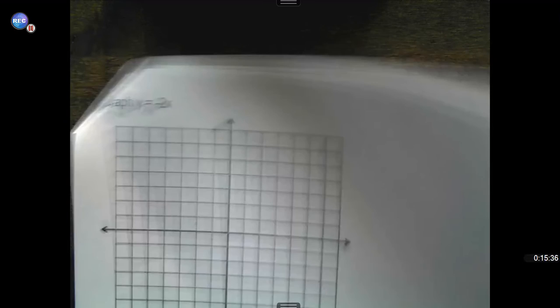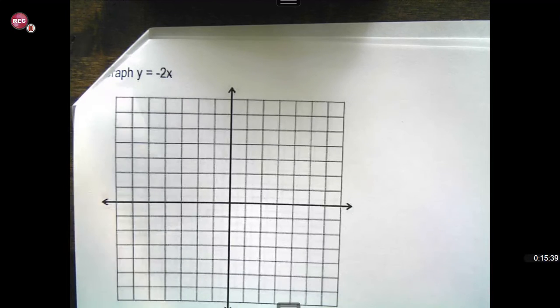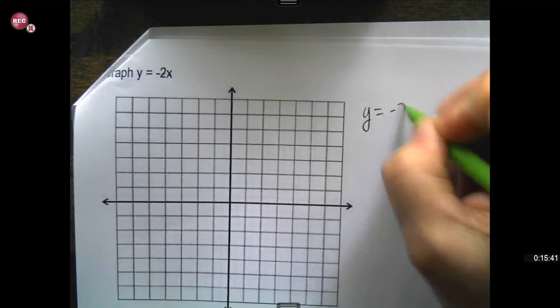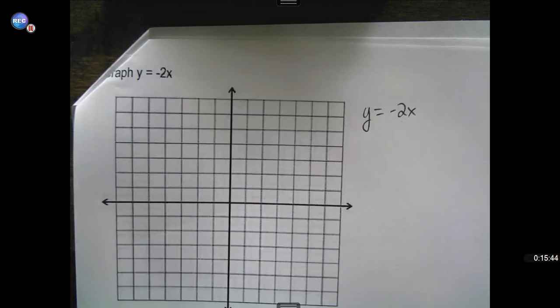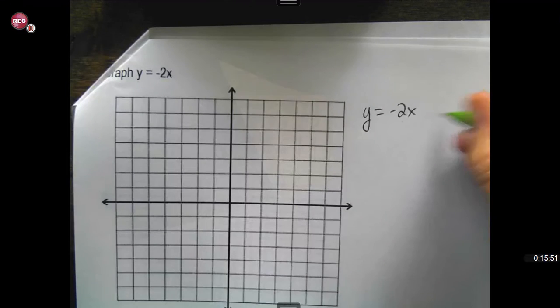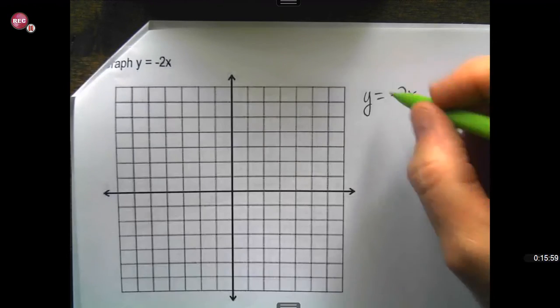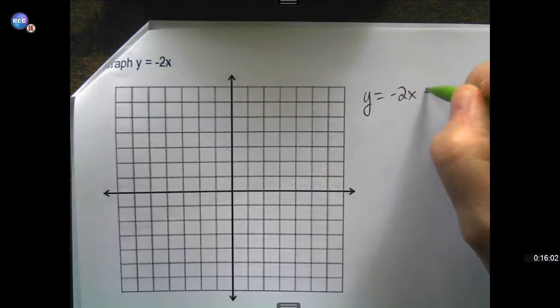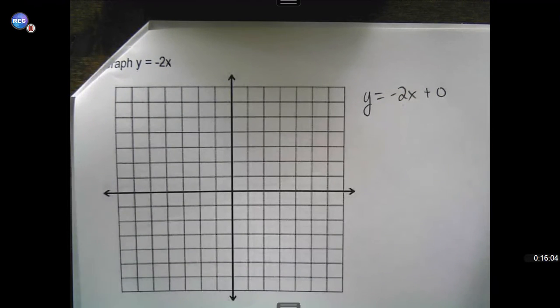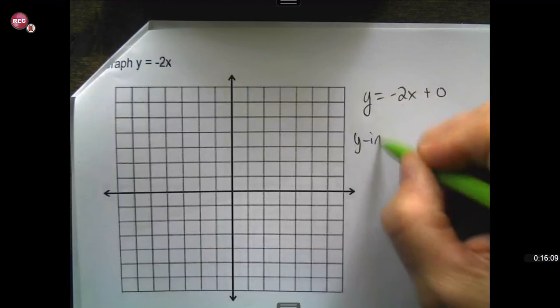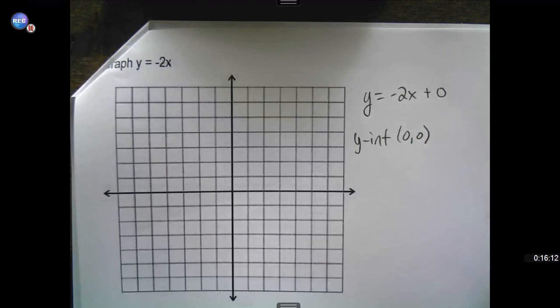These always throw people off. I'm not sure why, but it's just y equals negative 2x. And we get to this, and this is like the simplest line to graph, but we make it so difficult. And the reason is it looks different. Where's the plus b? Well, it's not there. So what number represents something that's not there? And the answer is 0. So this is the same as y equals negative 2x plus 0, which means then that my y-intercept is at 0, 0, which is the origin.